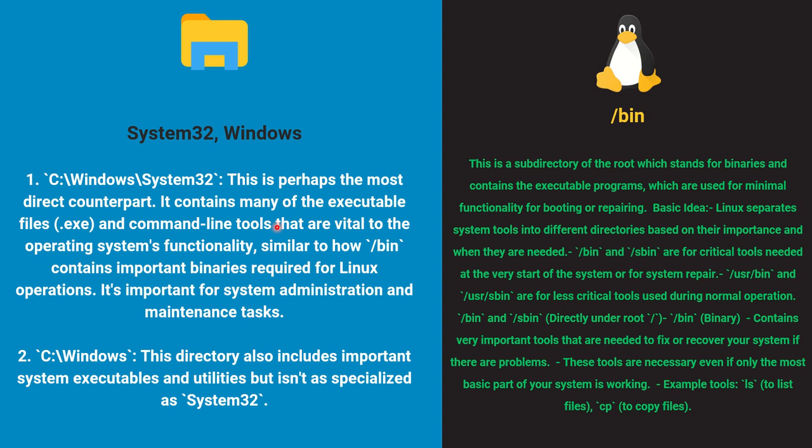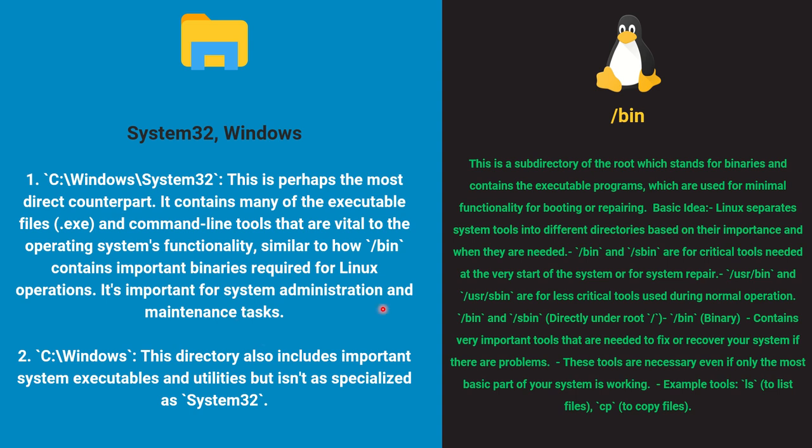So in Windows, this is perhaps the most direct counterpart, System32 and Windows. So System32 and Windows, they both contain many of the executables and command line tools that are vital to the operating system's functionality. The Windows directory also includes important system executables and utilities, but it isn't as specialized as System32.